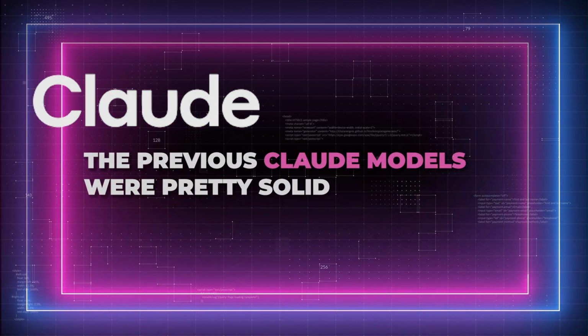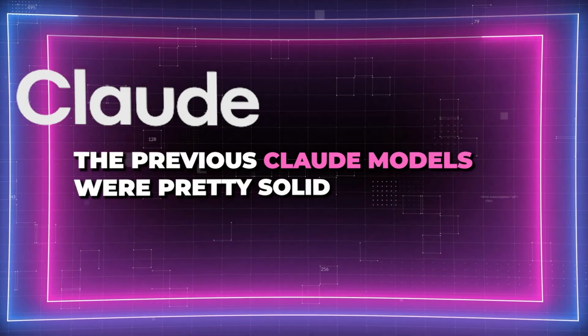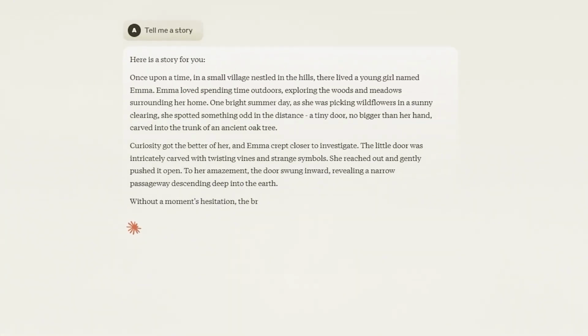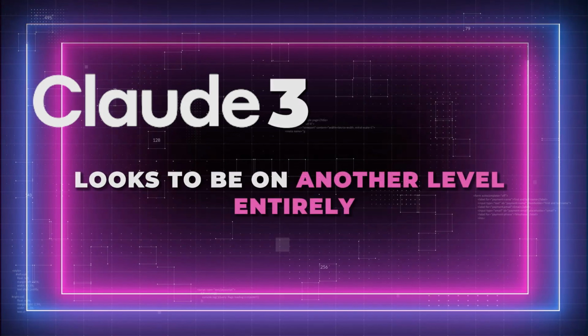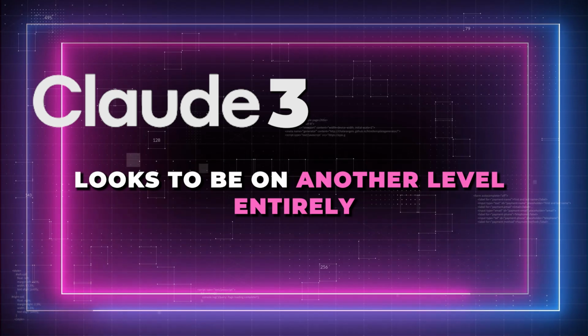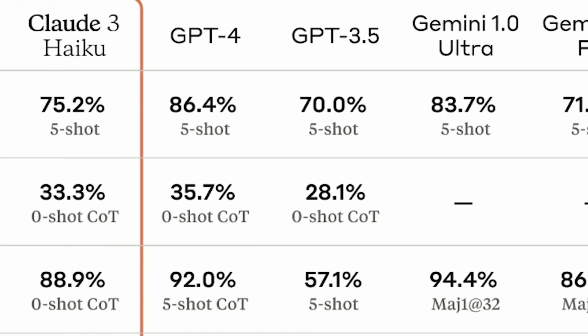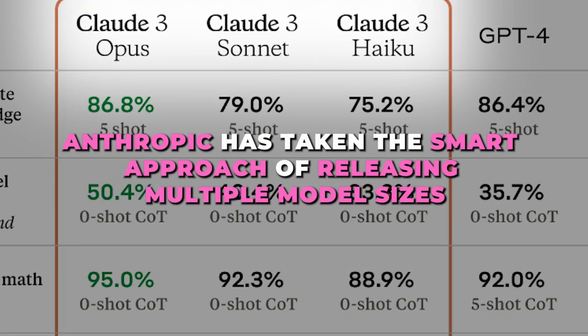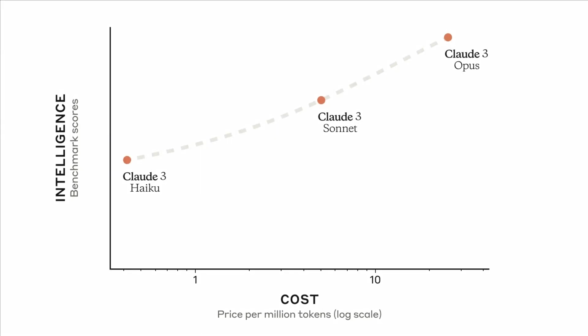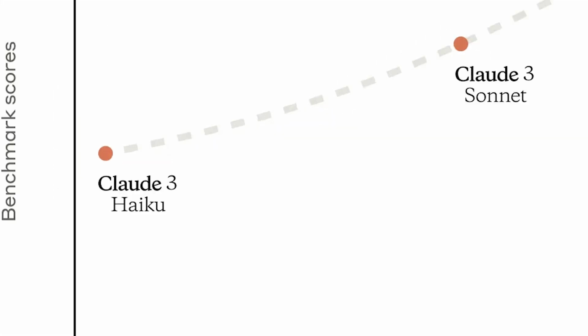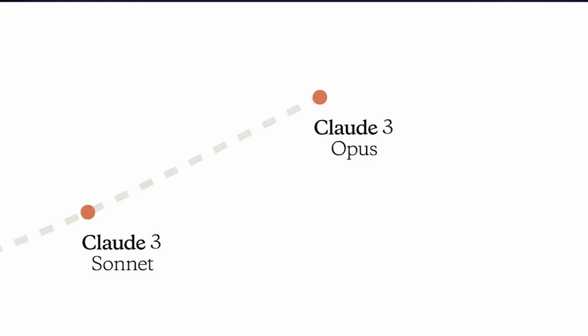So, the previous Claude models were pretty solid, especially for creative writing from what I've heard. But Claude 3 looks to be on another level entirely. Like other AI companies, Anthropic has taken the smart approach of releasing multiple model sizes. With Claude 3, you get three options: Haiku, Sonnet, and Opus.